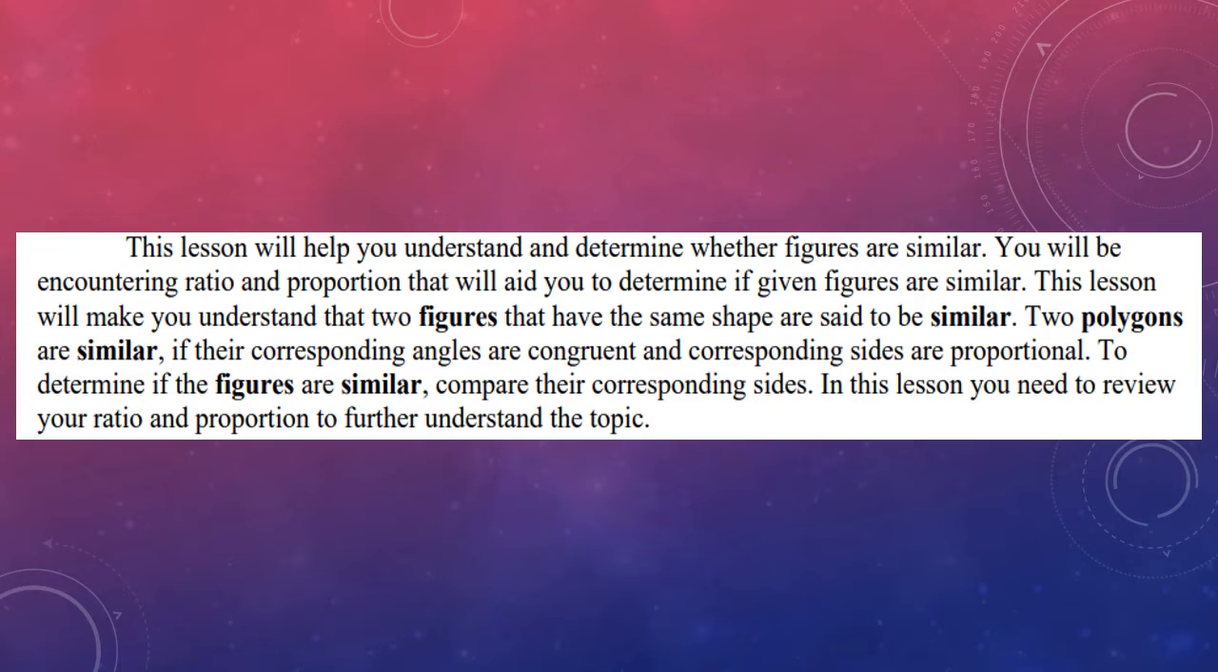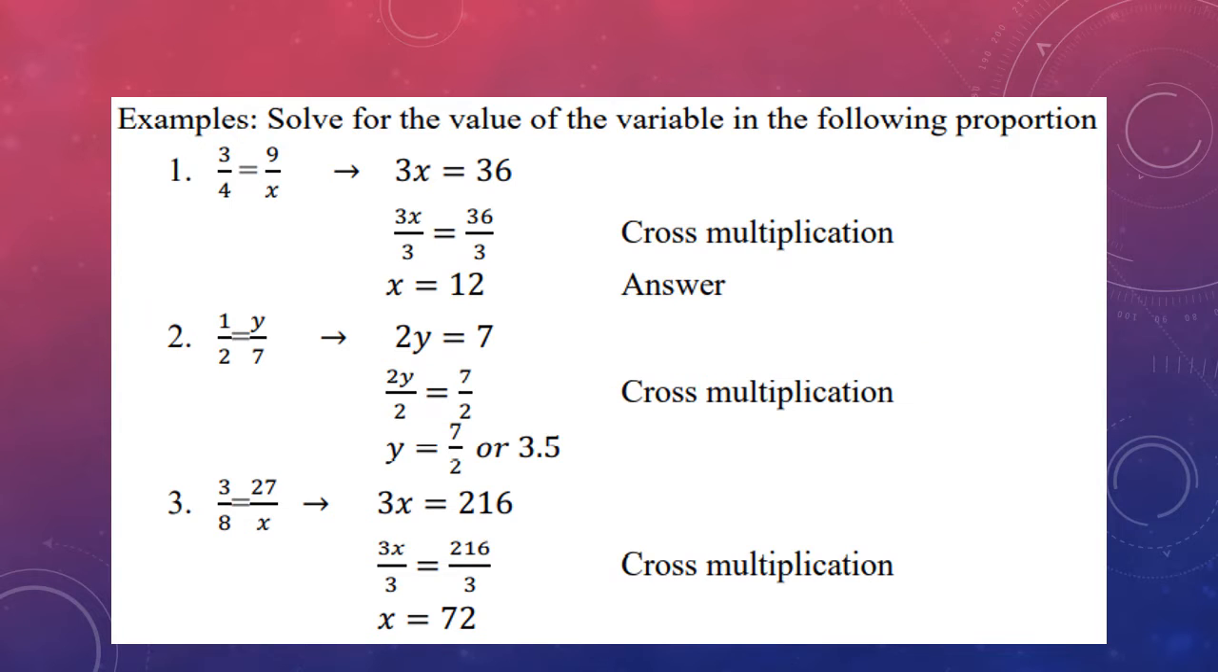The first thing we will discuss is a review of ratio and proportion. For examples, solve for the value of the variable in the following proportion. We are done with this one, but I will still go through it in order for you to refresh your minds, in case you have forgotten about proportion. Let's start with the first one: 3/4 equals 9 over x. We are going to find the value of x. How are we going to find the value of x?